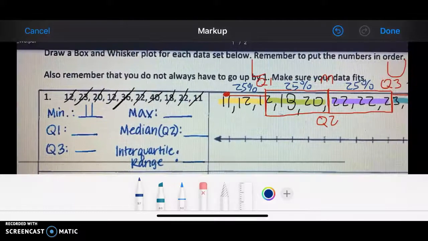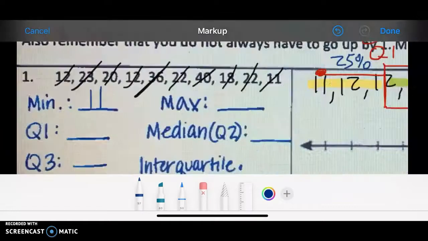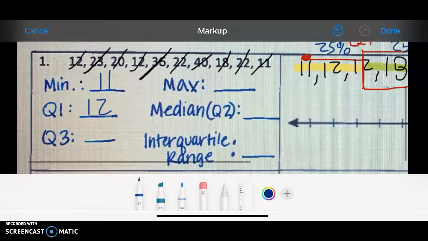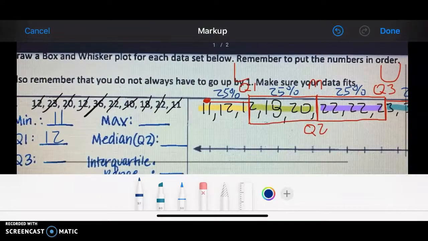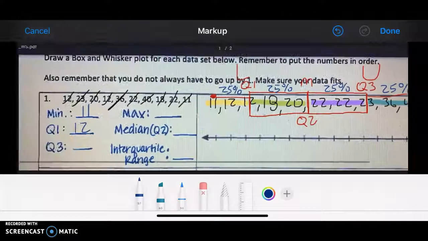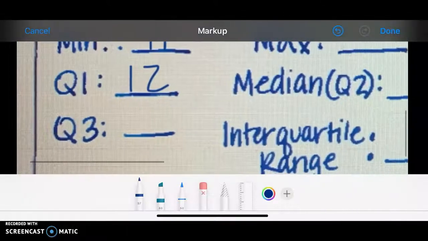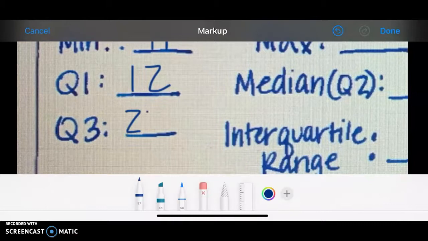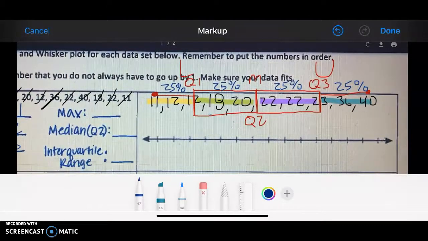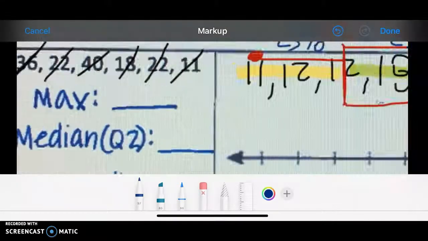Okay, and then we have quartile 1, which goes directly over that 12, right? So quartile 1 is 12. And then we have quartile 3, which is right there. It goes directly over that 23. So quartile 3 is 23. And then we have the maximum, meaning the largest number in the box plot, which is 40. That's where the whisker is.